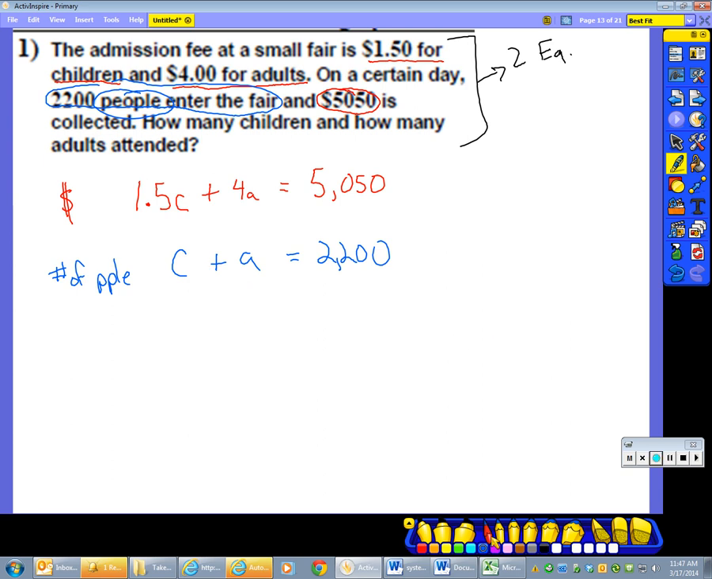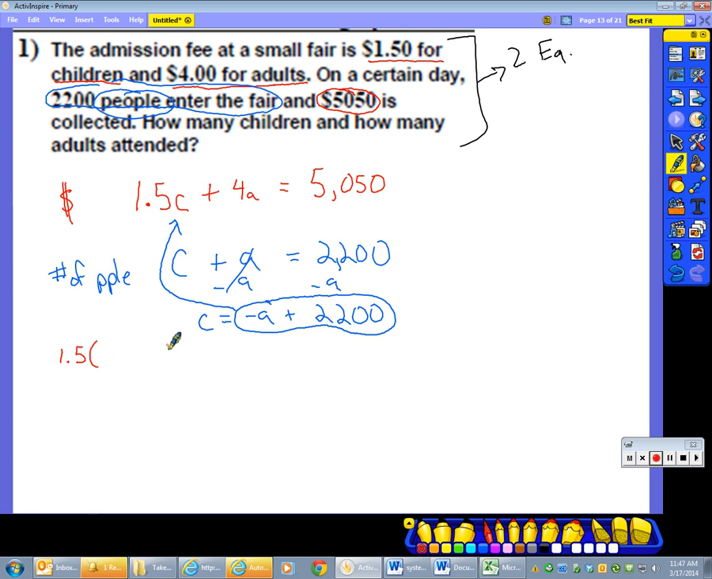So I'm going to use, I guess I'll use substitution. Like I said, it doesn't matter. I'm going to get a variable by itself, so I'll get C by itself. I'm going to subtract an A from both sides, and that's going to result in C equals negative A plus 2,200. So now I know that C equals all this stuff, so I'm going to take all that stuff and sub it in for C. And whenever I do that, my equation looks like this.